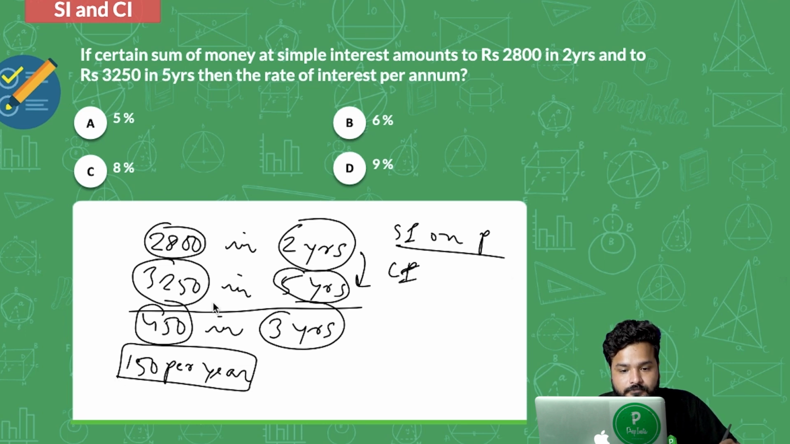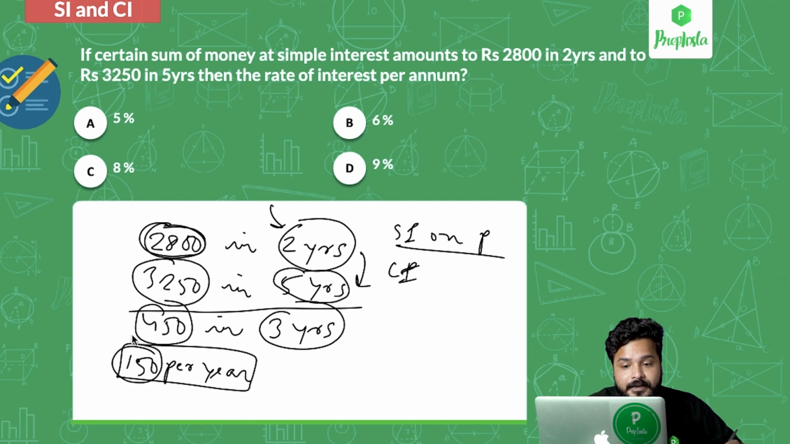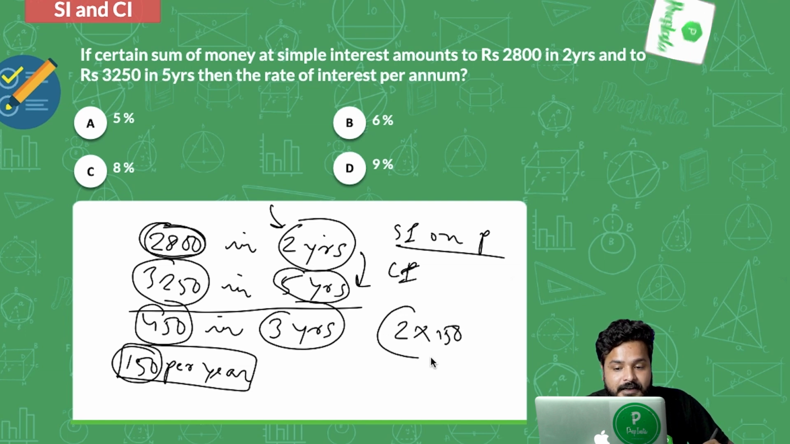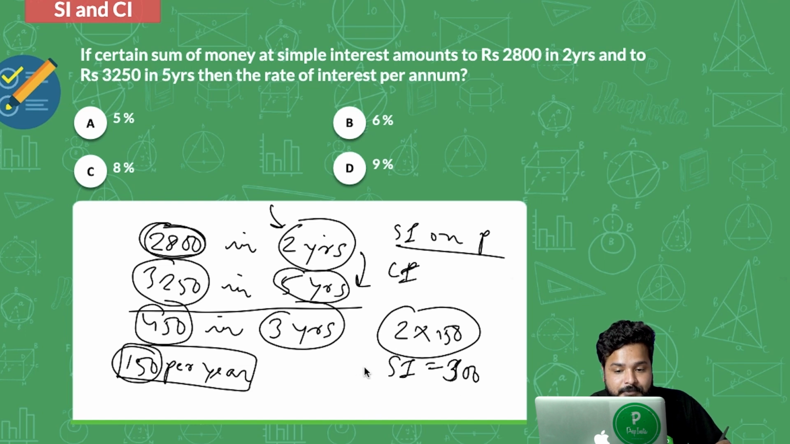Now, if 150 per year is the simple interest, then coming back to this point here, in 2 years the amount was 2800. In 2 years, the simple interest would be 2 into 150, because the simple interest is 150 per year. So that is equal to 300 rupees. If 300 is the simple interest and the amount is 2800, then the principal is amount minus the SI, which is 2500.